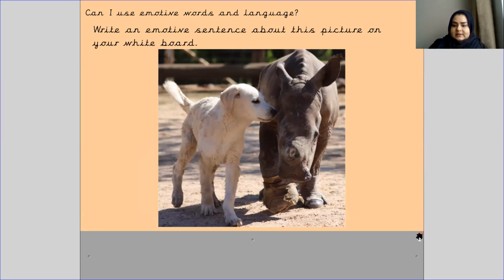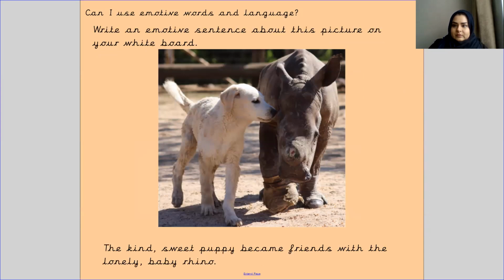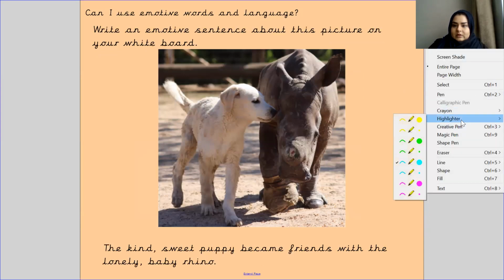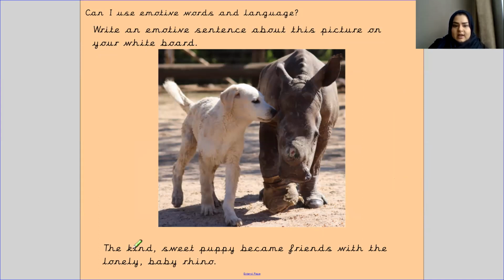Okay, fantastic. So, let me get the highlighter to show you. So it says, the kind, sweet puppy became friends with the lonely baby rhino. And then, yeah, so those are your adjectives that have been used here. And then your verb is became friends. Yeah, so when someone becomes your friend, that is something that they've done and that it gives you a happy feeling.